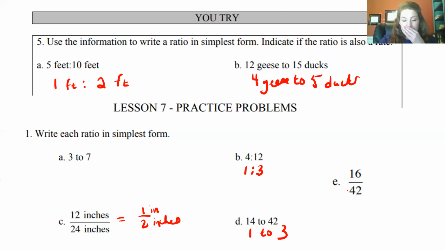And then letter E, I can divide these both by 2. I think that's all, right? So I would get 8 to 21. Yep, in that simplest form. So hopefully you got all those right.